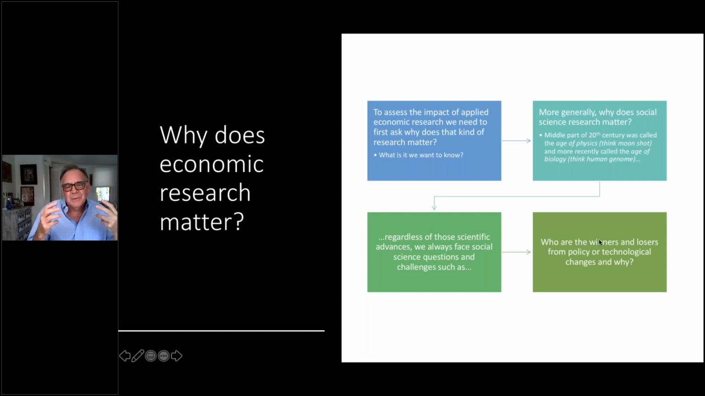Give a little bit of historical perspective. In the middle of the last century, it was called the Age of Physics, with the moonshot and space program, and then the latter part of the century has been called the Age of Biology, with the advances in genomics and the Human Genome Project and that sort of thing. But through all of that, there's always a question of the winners and losers and understanding the impact of these events and these technological innovations and epochs in history. Understanding those kinds of changes really begs social science research and economic research types of analysis.